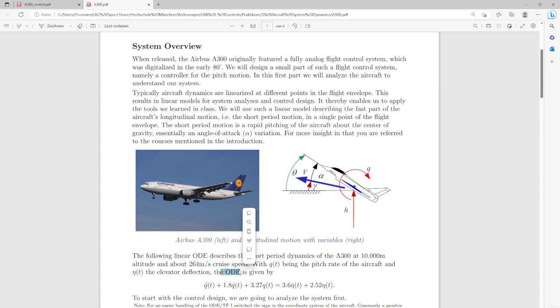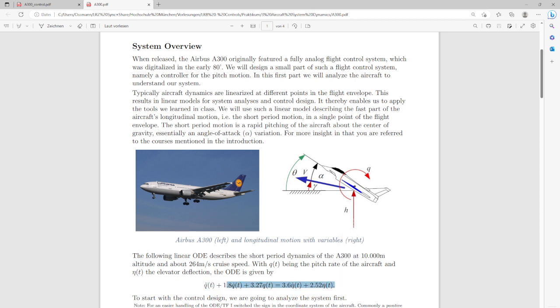And what we have is an ordinary differential equation describing how the elevator deflection acts on our pitch rate, right? And we're going to do some analysis using that ODE, and we're going to work a little bit just to get some idea. Some comments on what you would actually do in practice. Yes, you would actually design a flight controller in that way. However, you would have multiple points in your flight envelope, right?